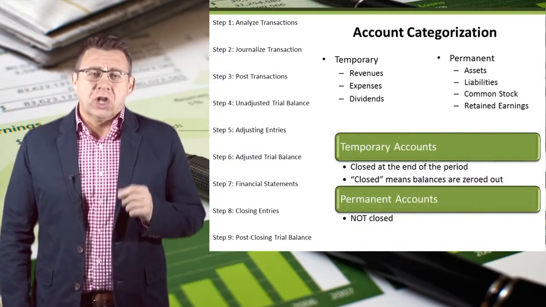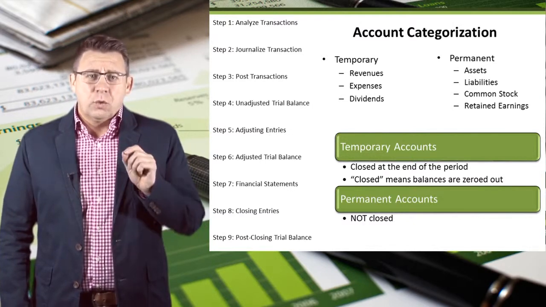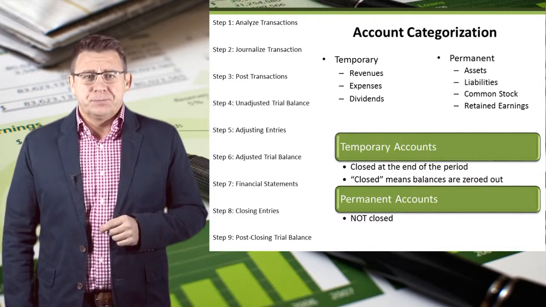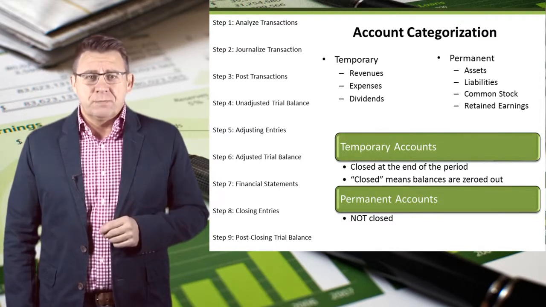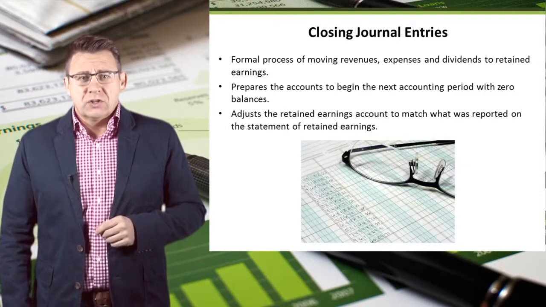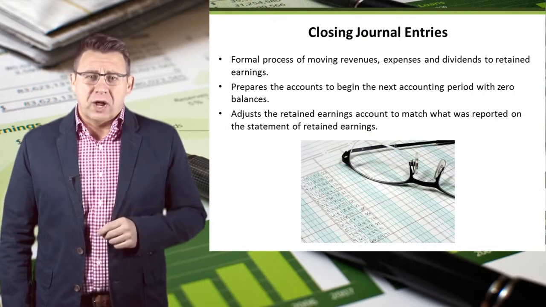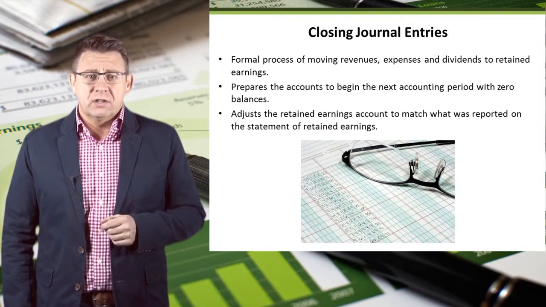Temporary accounts are closed at the end of the accounting period. Closed means we want to zero the account balance. Permanent accounts are unaffected by closing journal entries, with the exception of retained earnings. So the closing journal entry is a formal process of moving revenues, expenses, and dividends to retained earnings.